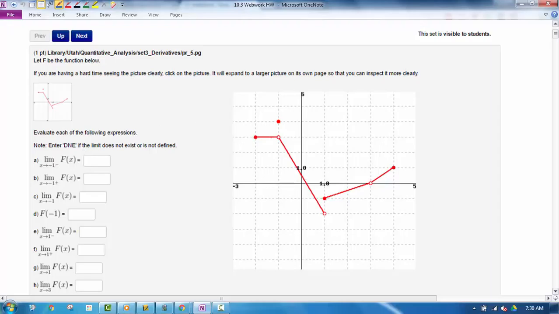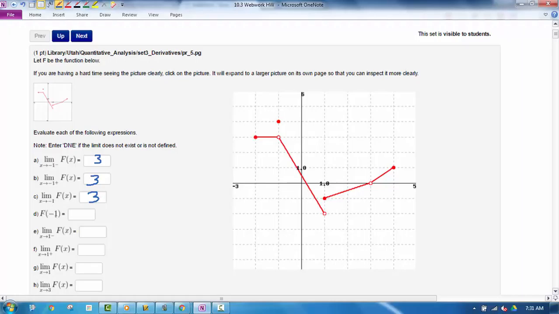So -1 from the left, that is at 3. So we would say 3. Approaching -1 from the right also is approaching 3. So we'd say 3 there. Now the limit of the function as x approaches -1 overall then is 3, because from the left and the right we're approaching the same value. So we could say 3 there.